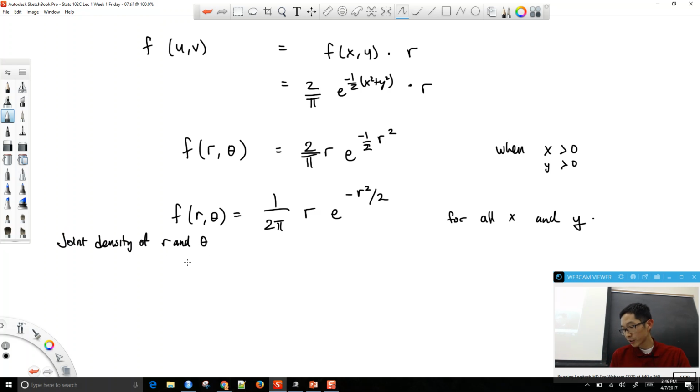Okay, now we can factor this apart. And we can say f of theta is just the function 1 over 2 pi, so it's just a uniform from 0 to 2 pi.